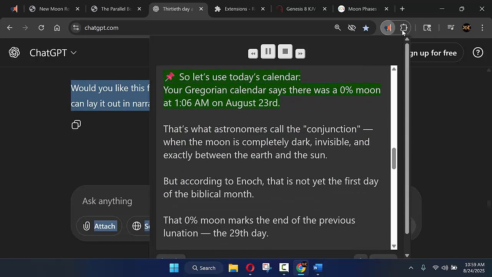So let's use today's calendar. Your Gregorian calendar says there was a 0% moon at 1:06 a.m. on August 23rd. That's what astronomers call the conjunction, when the moon is completely dark, invisible, and exactly between the earth and the sun. But according to Enoch, that is not yet the first day of the biblical month.